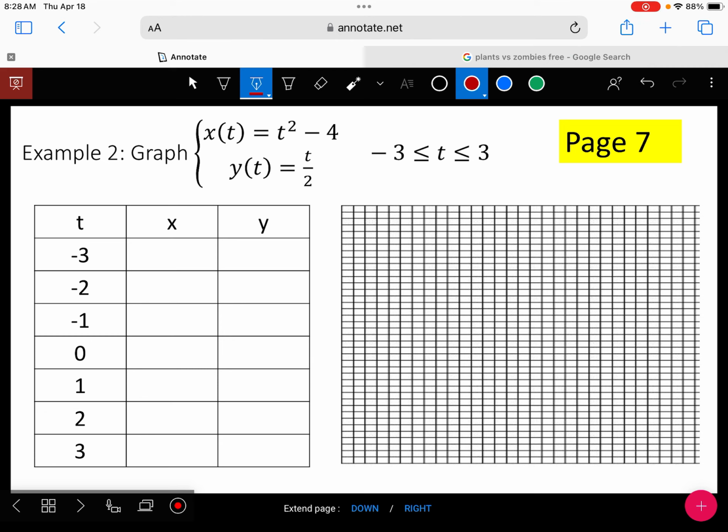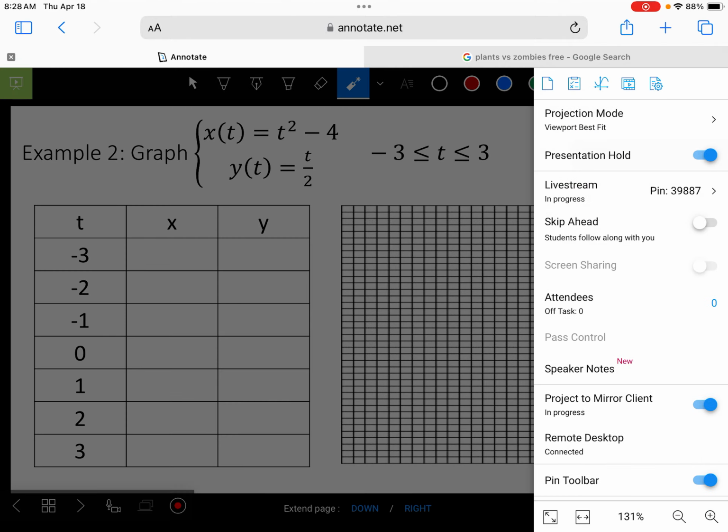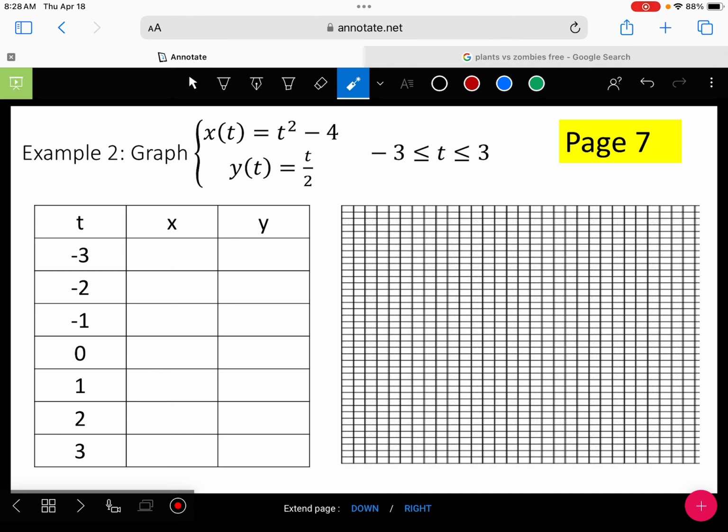And just like on the last one, I'm going to give you a chance to find your values on your own. To find your x values, you're going to take these 7 numbers, and this time you have to square it and then subtract 4. But for your y value, you're just dividing it by 2. So I'm going to freeze my screen and give you a chance to find your numbers on your own. And then we'll compare to see if you have the same values that I have.